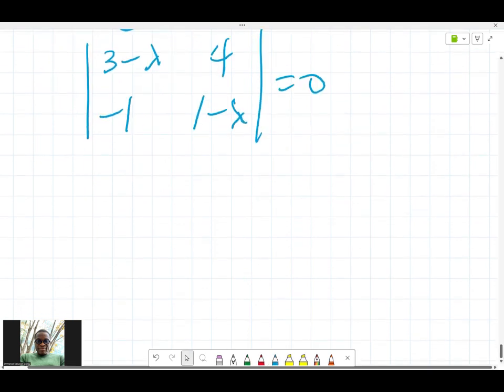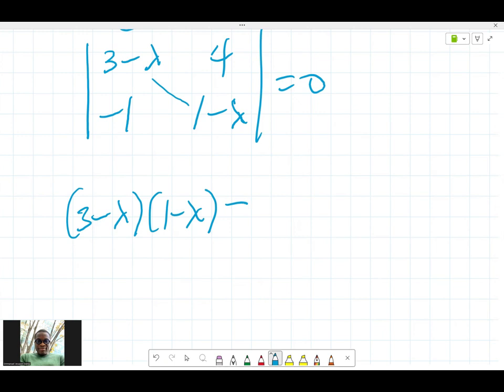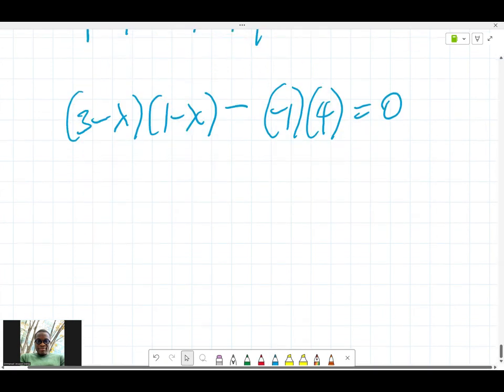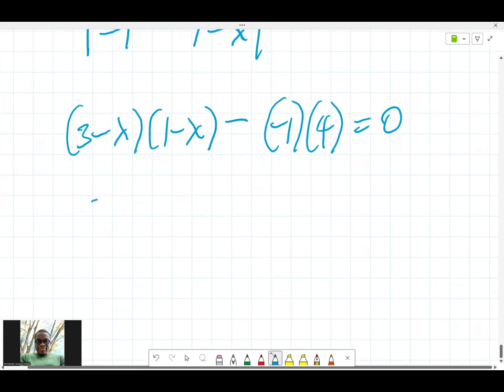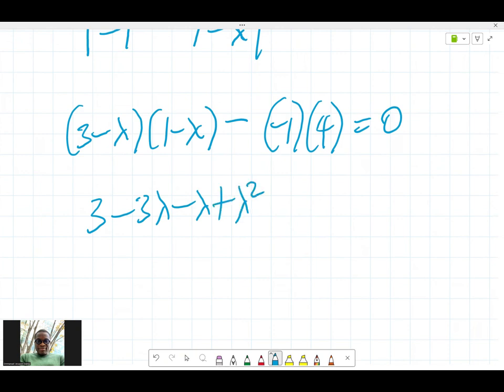If we take the determinant, that's this multiplied by this: 3 minus lambda into 1 minus lambda, minus 4 times minus 1. All of this is equal to 0. If you expand this now, 3 times 1 is 3, 3 times minus lambda is minus 3 lambda, minus 4 lambda times 1 is minus lambda, plus lambda squared. Minus and minus is plus, so we have plus 4 here, equals 0.